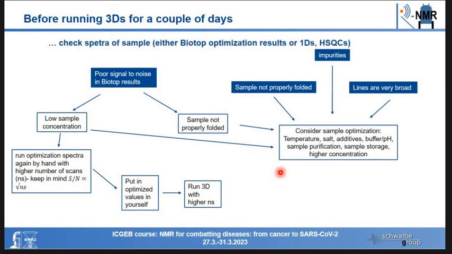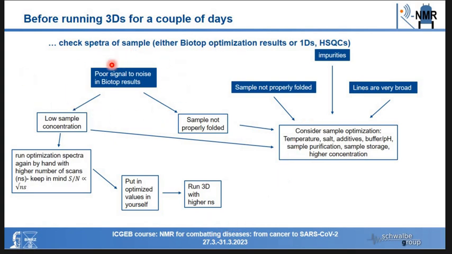Before you run a 3D, because this is about 3Ds, please check the spectra of the sample, because it's a waste of measurement time if your sample is not in a good shape. It could be that a couple of days ago you looked at your sample and it was nice, and now you put it in the spectrometer and it has degraded. So please look at the 1Ds and look at an HSQC before you run a 3D experiment.